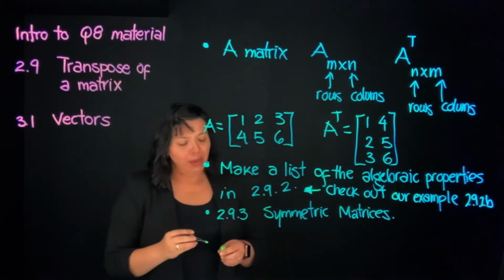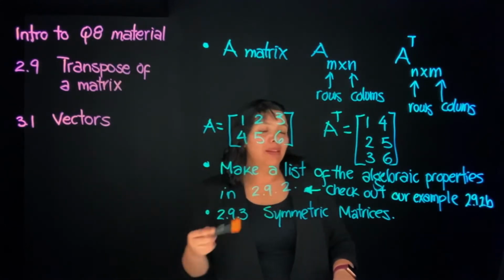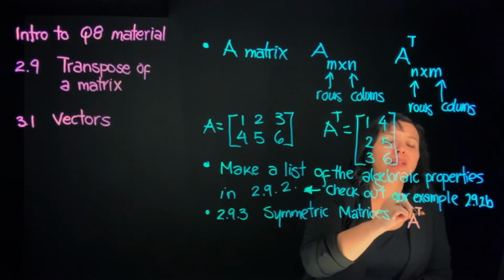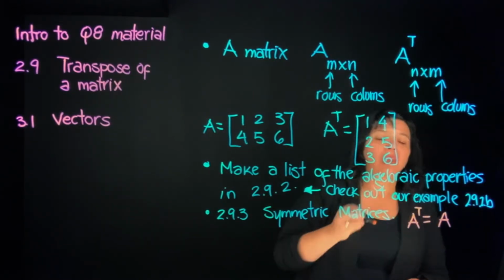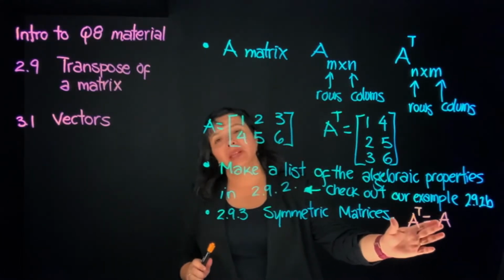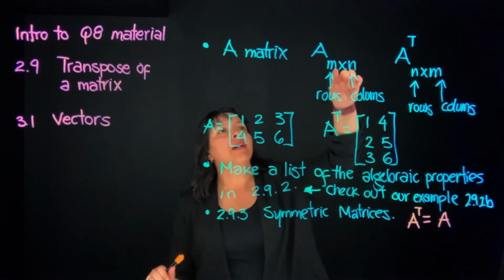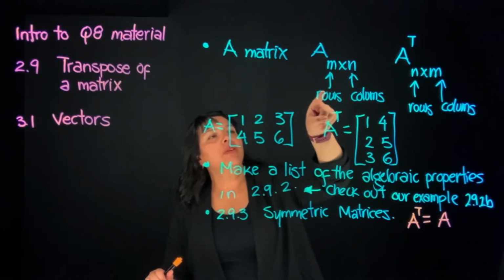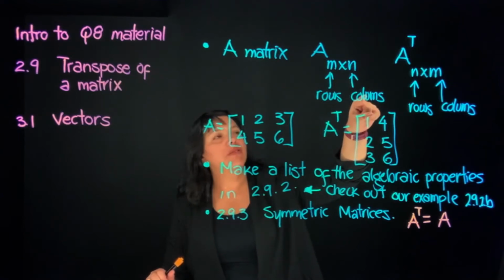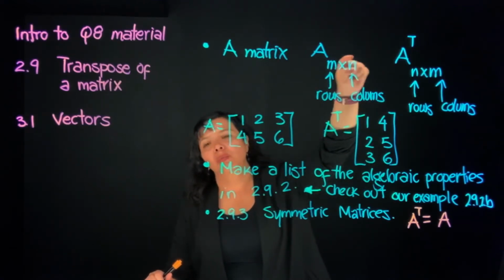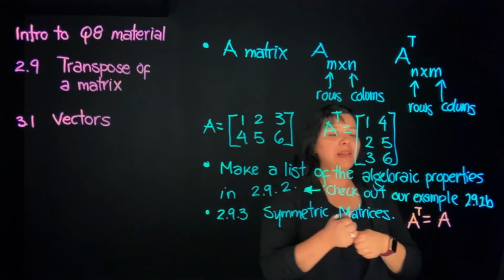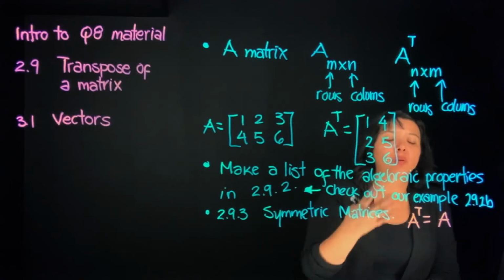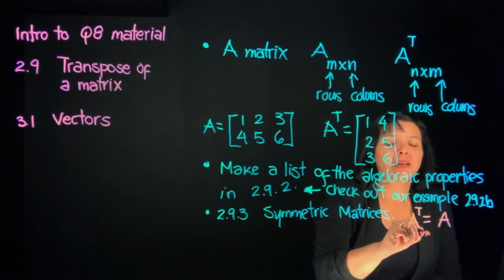For a symmetric matrix, you'll see that the definition is just a matrix A such that when I transpose it, I get exactly the same. Just out of this definition, it should be clear that the number of rows has to be the same as the number of columns, because these two are going to be the same type of matrix, right? So a symmetric matrix is going to end up being an n by n matrix.